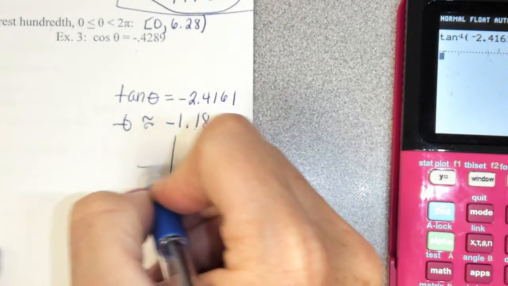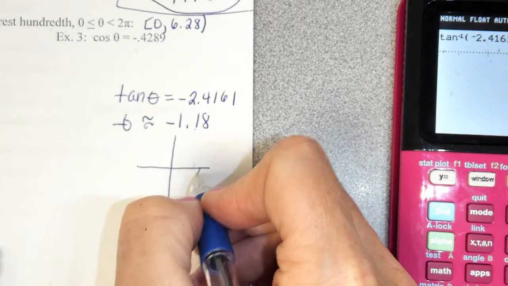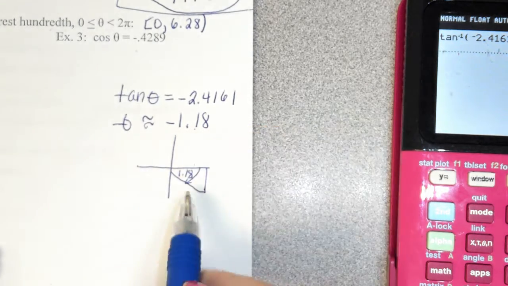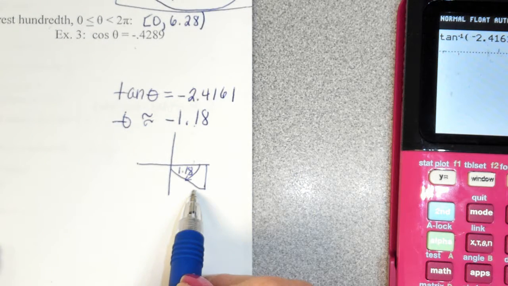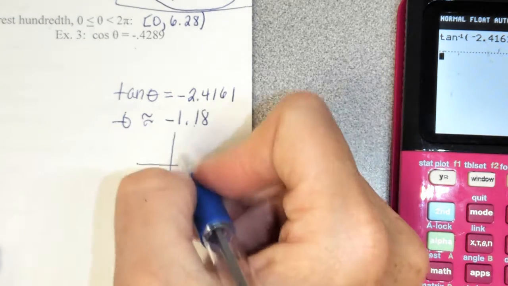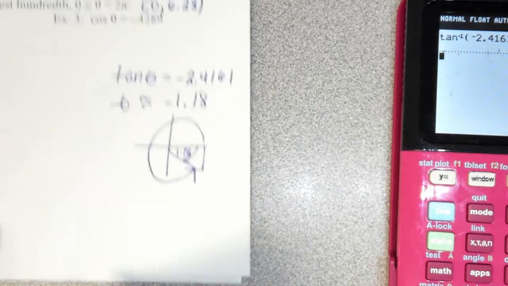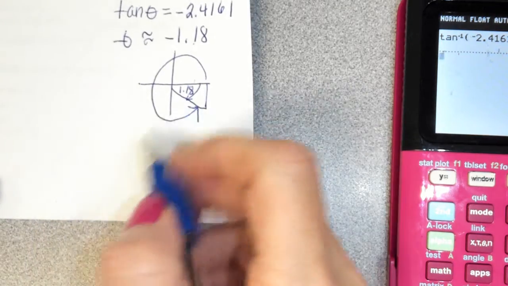So I'm going to have to draw a picture, and instead of going positive, this is a negative angle, 1.18. It's that angle. See if you can find the angle that would go this way. What's the angle that would go in that direction, the positive direction?